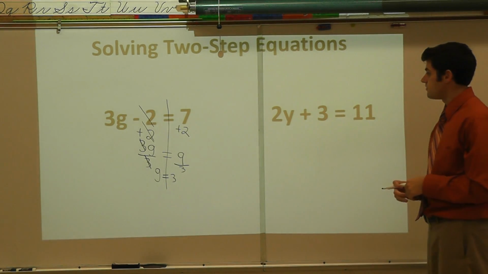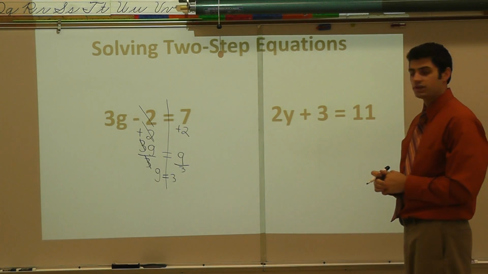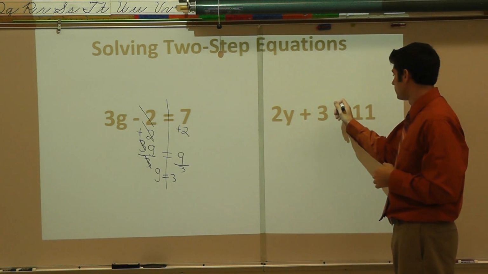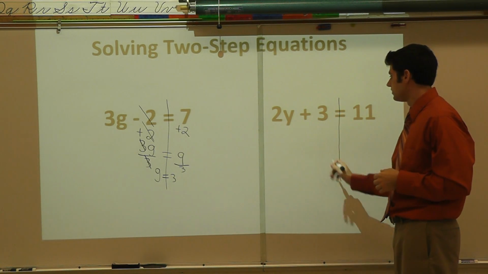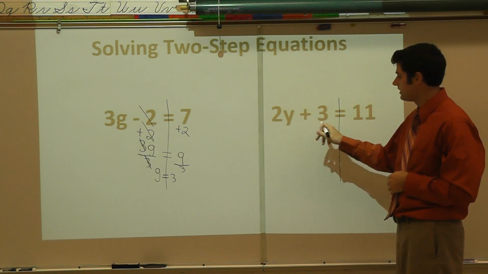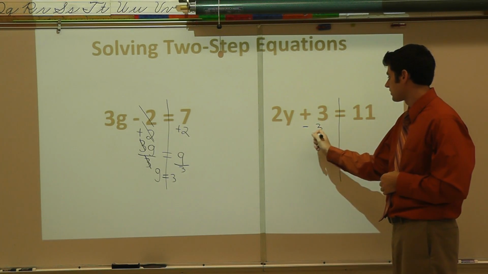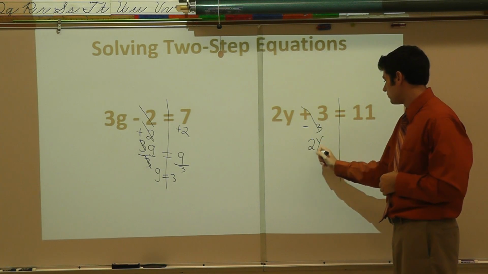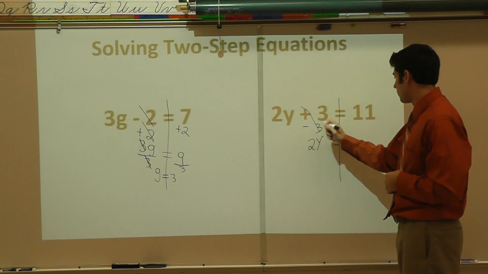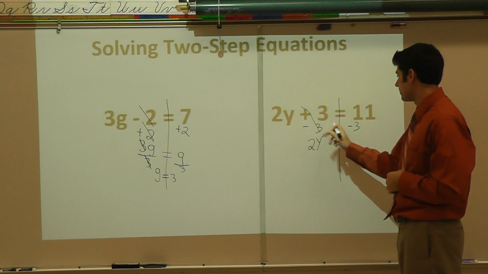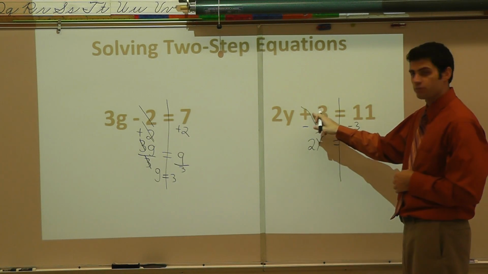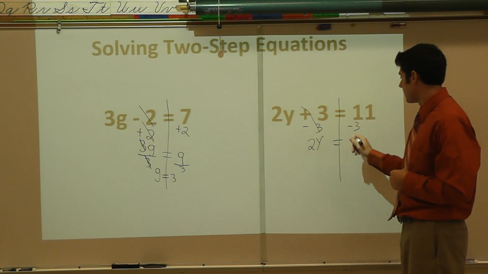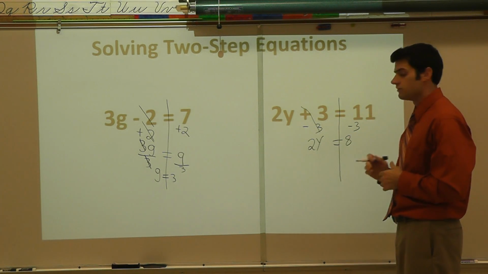In our second problem, we have 2y plus 3 equals 11. I'm going to follow the same rules. Draw my line down the middle. To get rid of this plus 3 on this side, I have to subtract 3. That becomes 0. I'm left with 2y. What I do to one side, I must do to the other. So if I subtracted 3 from here, I also need to subtract 3 from this side. 11 minus 3 becomes 8.